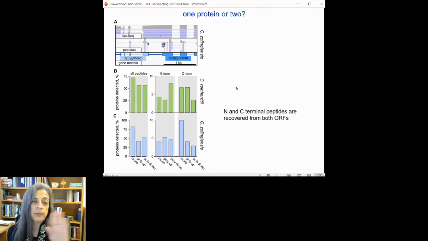And when we look at this at a genome-wide level, we can confirm this, in fact, for most of the open reading frames that are encoded at these polycistronic loci.